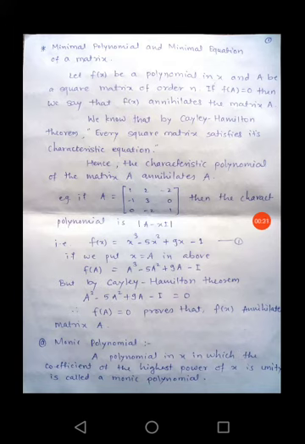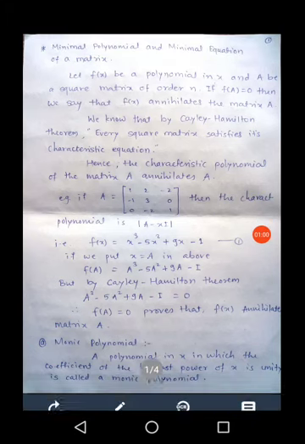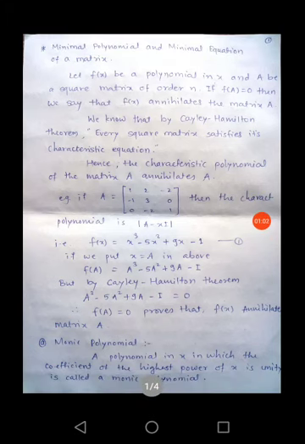Okay, if f of A is equal to 0, that means instead of writing x we will use A, and the value in RHS becomes 0, then we say that f of x annihilates the matrix A. Suppose we have a polynomial f of x is equal to x square plus 2x plus 3, then in that polynomial if we use x is equal to A, that is f of A is equal to A square plus 3A plus 2 equal to 0, then we can say that f of x annihilates A.